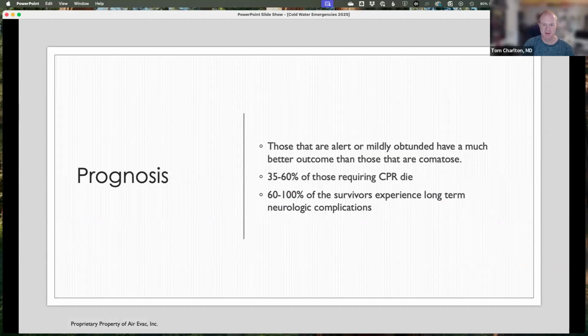So what's the prognosis of these folks? Well, those that we find that are awake or just mildly confused, et cetera, are going to have a better outcome than those that we pull out comatose. Unfortunately, 35 to 60% of those requiring CPR die. And like I said earlier, 60 to 100% of the survivors experience some sort of long-term neurologic complication. It can go from short-term memory loss to being completely dependent upon a ventilator for the rest of their life, et cetera.